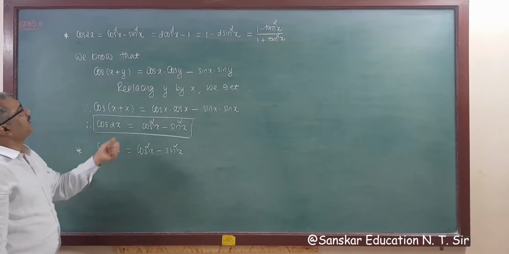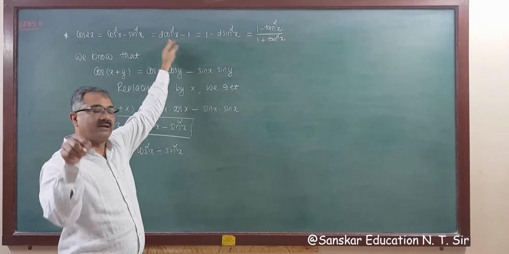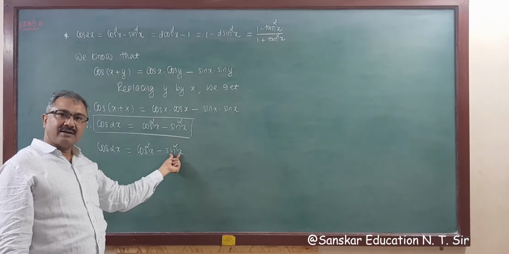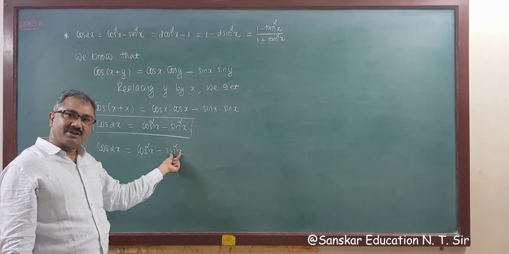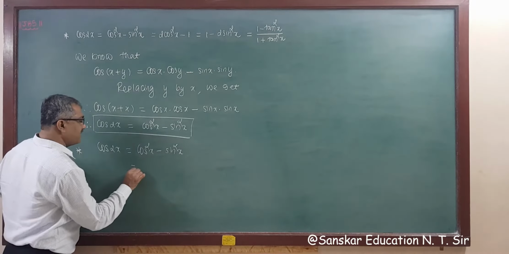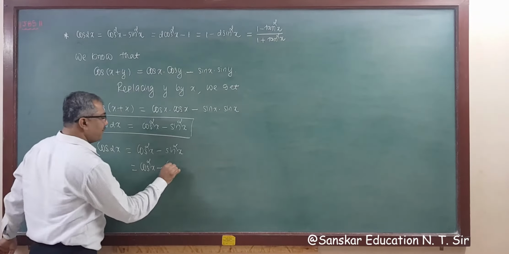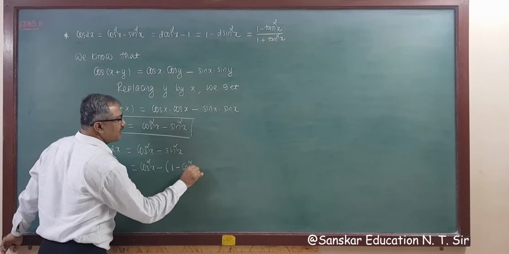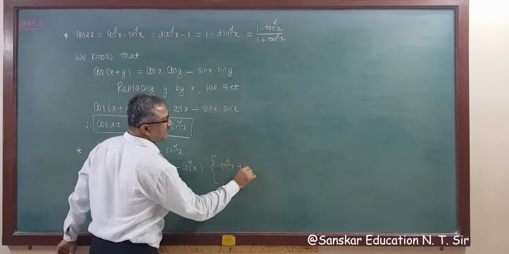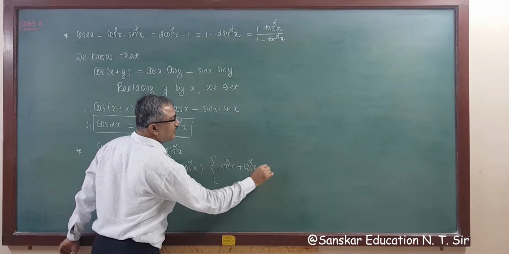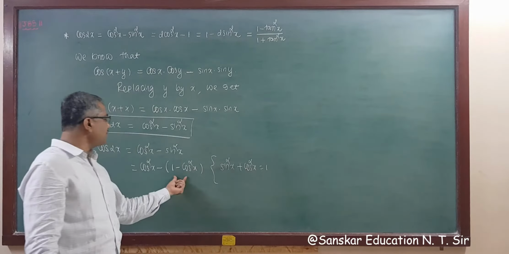Now for the second formula, we don't require sin here. We require terms in cos only. So for replacing sin square in terms of cos, the formula is sin square x plus cos square x is equal to 1. Applying this formula, sin square x is 1 minus cos square x.